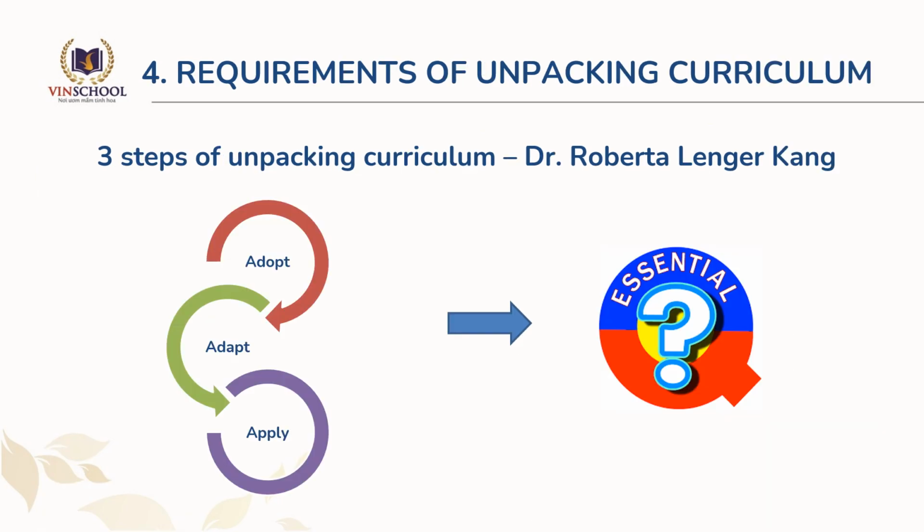In part 4 of this video, we will focus on exploring some specific requirements when unpacking a curriculum. The process of curriculum unpacking can be summarized into 3 main stages: adopt, adapt, and apply. In each of these stages, there are essential questions that can guide our progress. We have to note that these questions are suggestions for the process of unpacking the curriculum and are neither binding nor limiting. Depending on the actual conditions of our school, we can develop additional questions or adjust these questions so that their utilization is deeper and more relevant to the conditions on the ground.